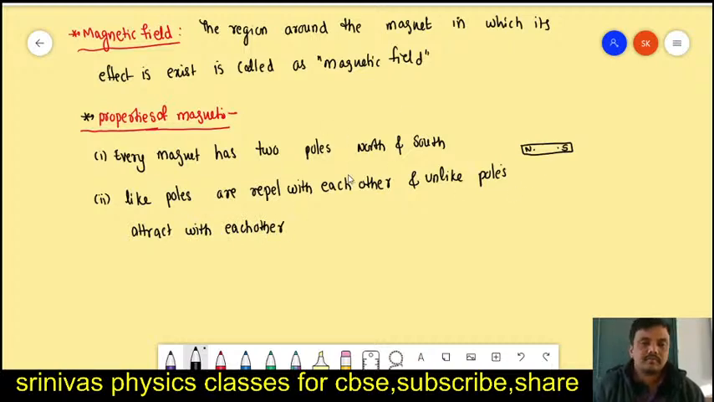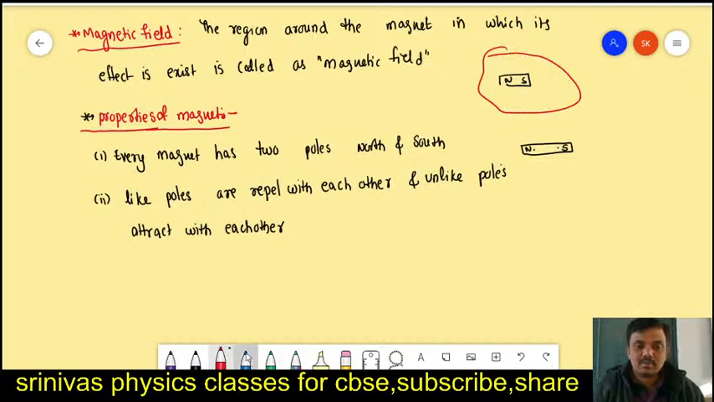Now, this is a magnet. This magnet's effect exists up to a particular region around it. For example, in this region, the magnet's effect exists. If any magnetic substance or other magnets are placed in this region, they are attracted by this one. This pin is attracted by this one. If we place this pin outside of this region, then it cannot be attracted. That means this magnet's attraction force exists up to a particular region. That region is called the magnetic field.